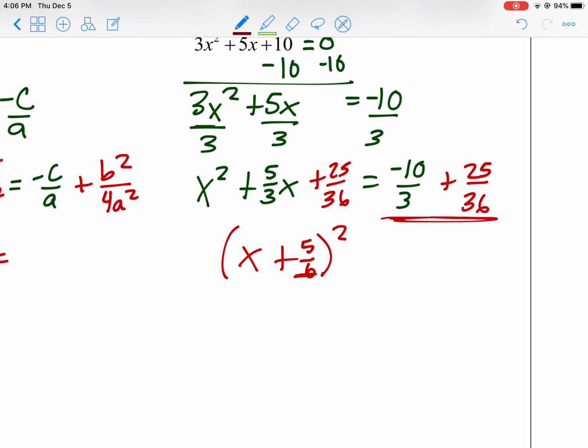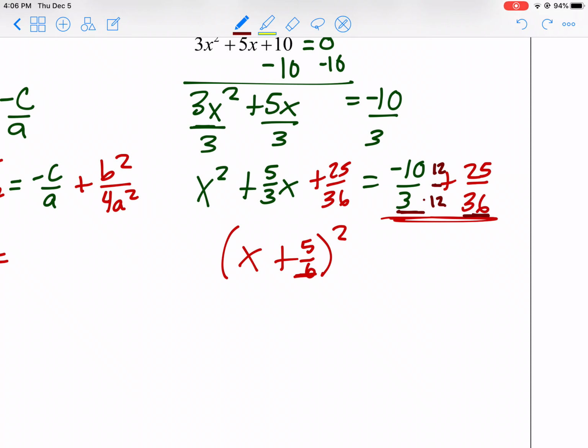So what I'm going to do is I want a common denominator. Right now my denominators are 3 and 36. If I multiply 3 by 12, it will become 36. And I want to multiply the numerator by 12 as well. That way I'm multiplying by 1. 12 twelfths equals 1, and it's not changing the value of the fraction, but it is changing the look of it.